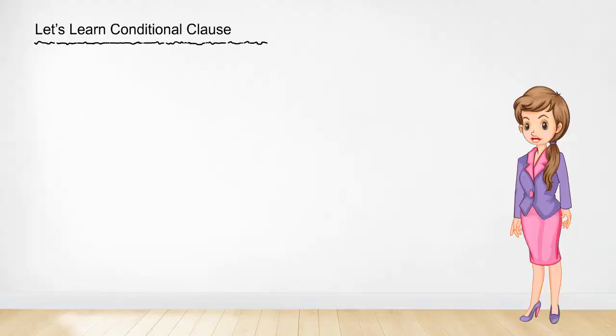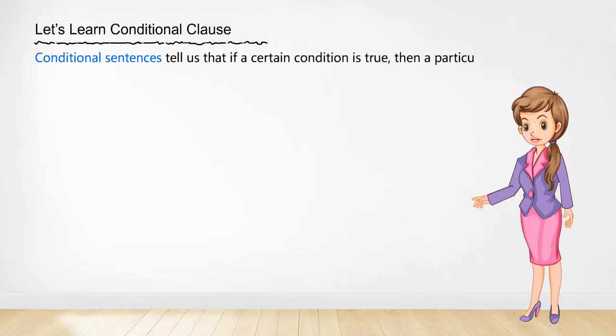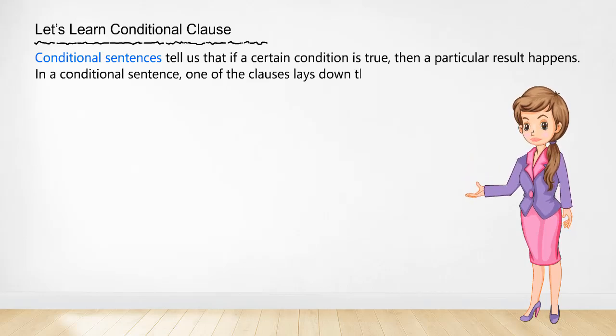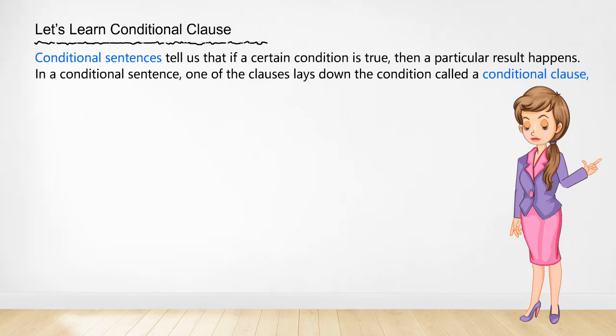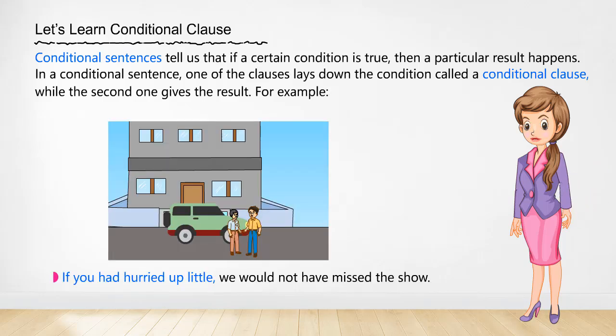Let's learn conditional clause. Conditional sentences tell us that if a certain condition is true, then a particular result happens. In a conditional sentence, one of the clauses lays down the condition, called a conditional clause, while the second one gives the result. For example, if you had hurried up a little, we would not have missed the show.